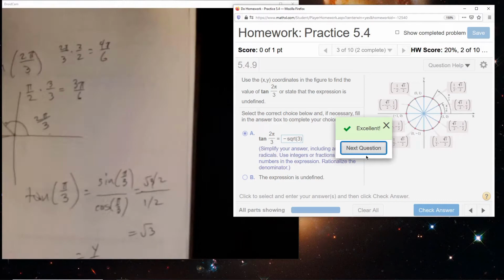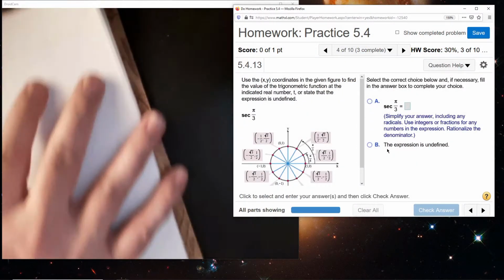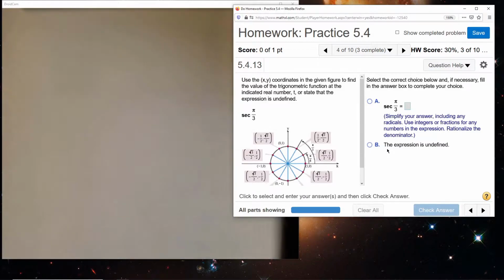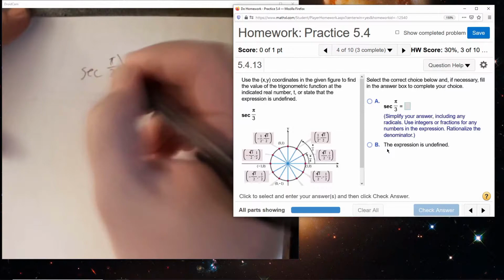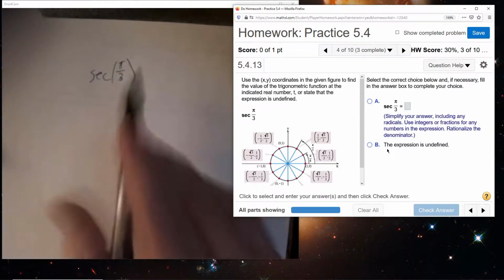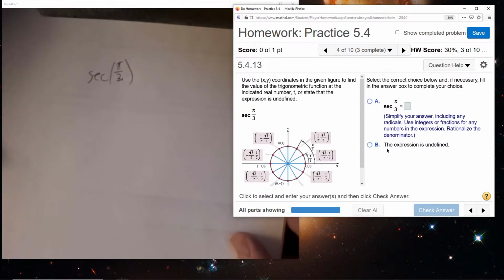Let's check out the next one. We got another angle, secant pi over 3. Now, pi over 3 is already one of the angles we should memorize, so there's no reference angle here at all.